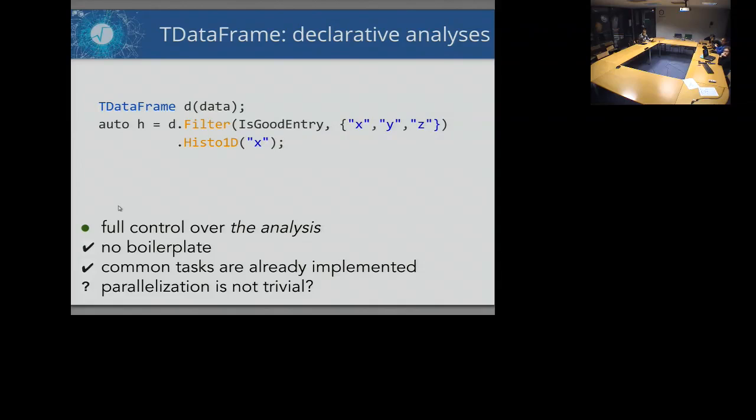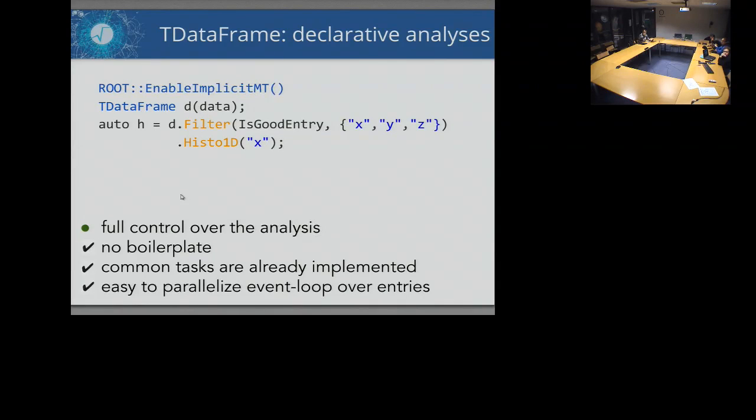And what about parallelization? Well, it's just one line more. If you enable implicit multi-threading by calling the appropriate root method, TDataFrame will spawn several Intel TBB tasks. Each one will take a cluster of entries. So we do event-based parallelism, right? Tasks work on batches of entries, and then we put together the results. Under the hood, the user doesn't have to change anything else other than adding this little line over here.